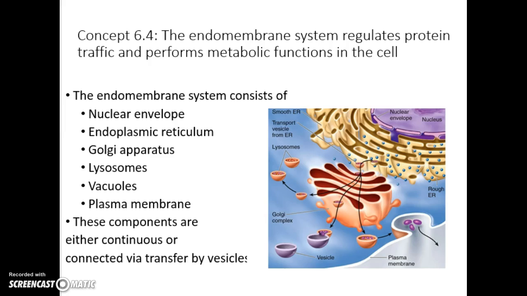And all of these are either continuous or they're connected by transfer of elements by vesicle. So what that means is that either these things are touching each other within the cell, or they are connected by way of vesicles that act as taxis between them. So vesicles will go from, for example, the endoplasmic reticulum to the Golgi, or vesicles will go from the Golgi out to the plasma membrane. So in that way, we consider this a continuous system.